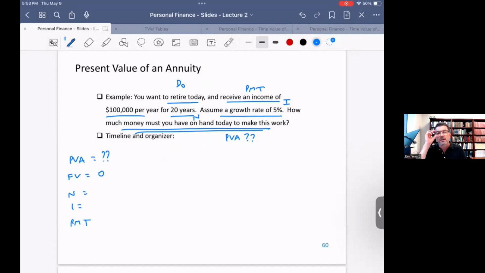Now, this can change. Suppose that you say that you want to have $100,000 left in your account on the day that you die to take care of your needs, leave some money to your kids or whatever. And you just set that future value to 100,000. But we're going to assume 0 to keep the problem clean. The N, you're going to be retired for 20 years. The I, you're going to earn 5%, and you want to take out $100,000.